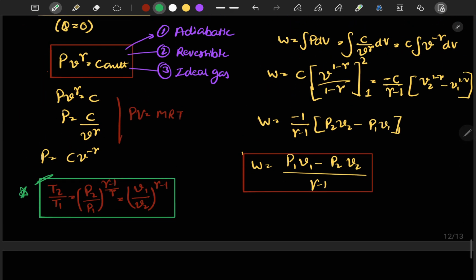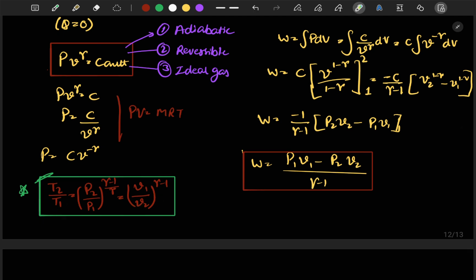So you can directly use this equation and this equation here, and obtain a relation between T and P, and you already have the equation between P and V. You can obtain two equations: one between T and P, another between T and V. When you obtain both of these equations, you can directly write in this form.